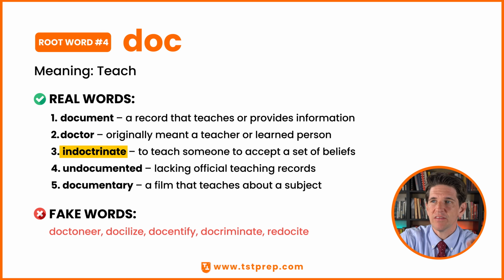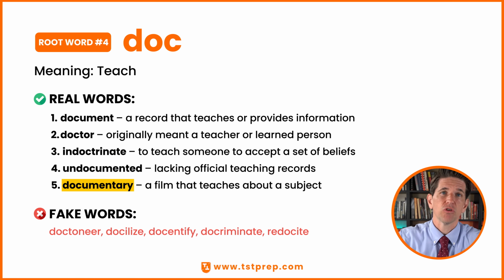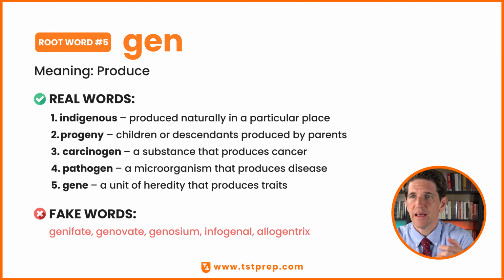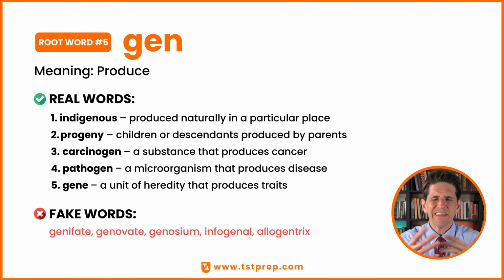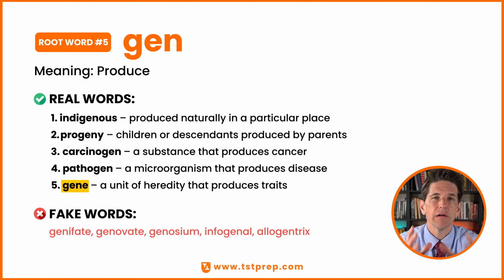Indoctrinate. You try to teach someone to accept a set of beliefs. Undocumented. Documentary film, trying to teach you something. All right, next one, gen. And I think you know this one, generation, to make or produce something. Indigenous, people produced in a place. Progeny, carcinogen, pathogen, gene. Everything has to do with producing.